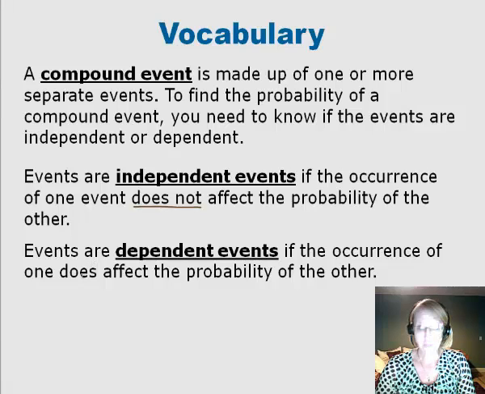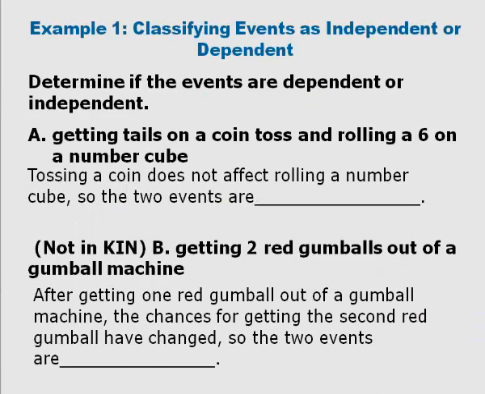Events are dependent if the occurrence does affect the probability of the other. Let's look at a couple examples. If we're looking at getting tails on a coin toss and then rolling a 6 on a die, is that independent or dependent? Well, since tossing a coin does not affect the rolling of a number cube or a die, the two events are independent.